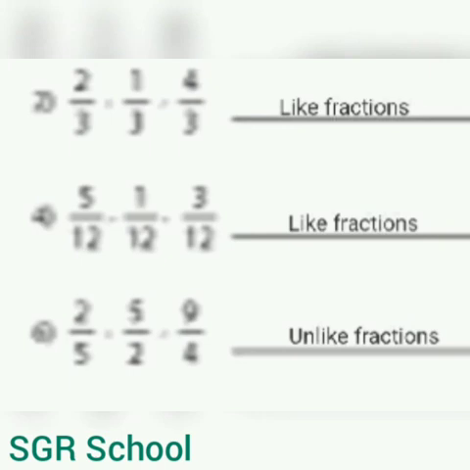In the next one, 5 by 12, 1 by 12 and 3 by 12, we can see that all the denominators are the same. So these are like fractions. And next one is 2 by 5, 5 by 2 and 9 by 4. We can see their denominators are different.